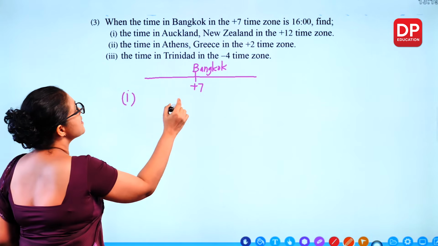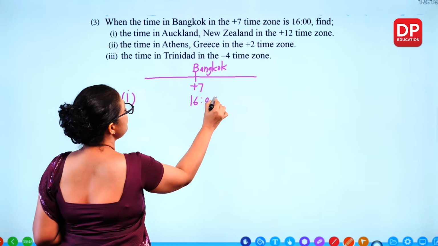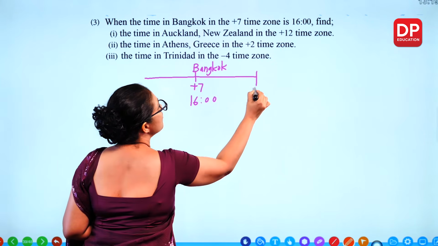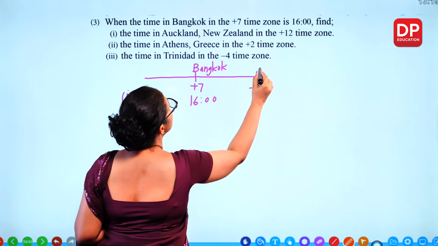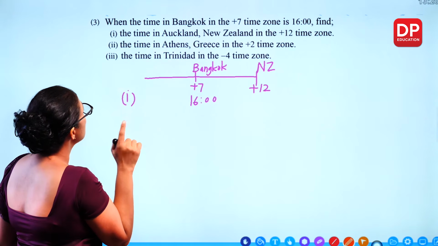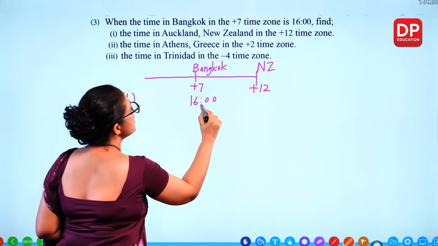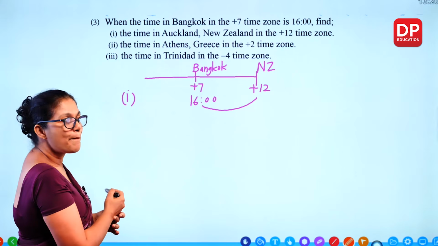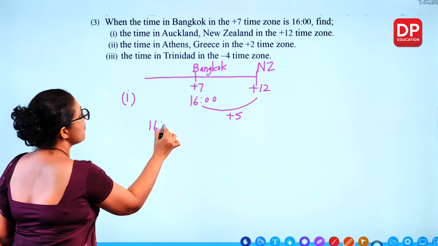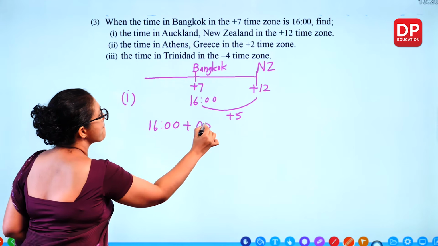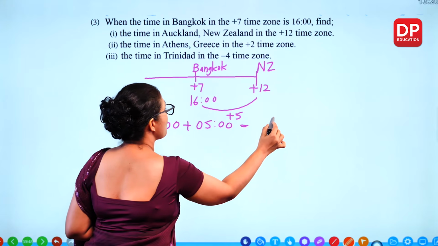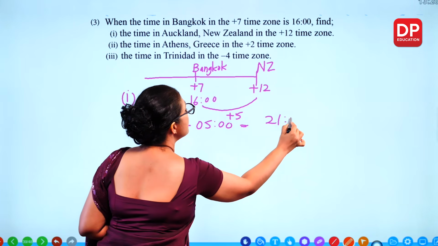And you need, that's 16 hours. You need New Zealand time, that's +12. So what's the time there? The time difference is +5. Adding 5 to that, so 16 plus 5. 5 hours you have to add. What's the time? 21 hours.